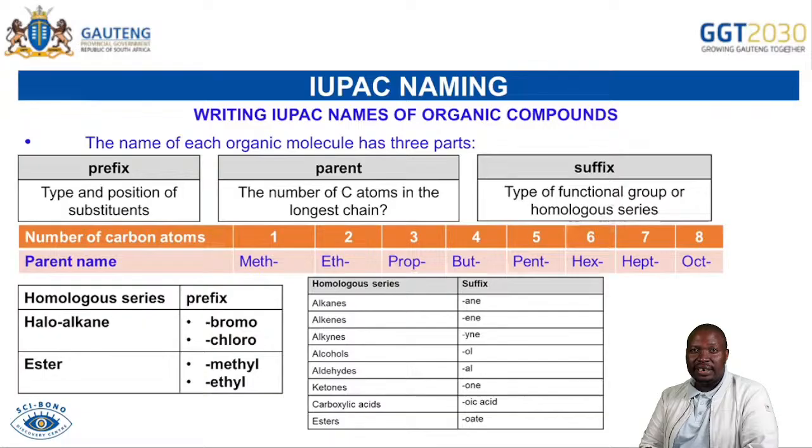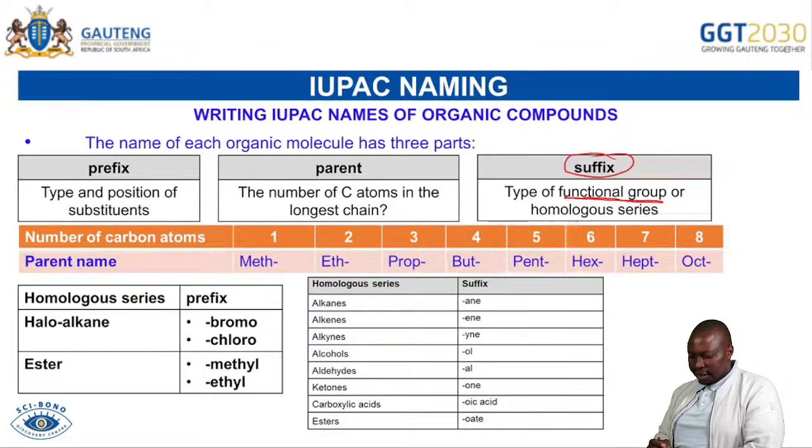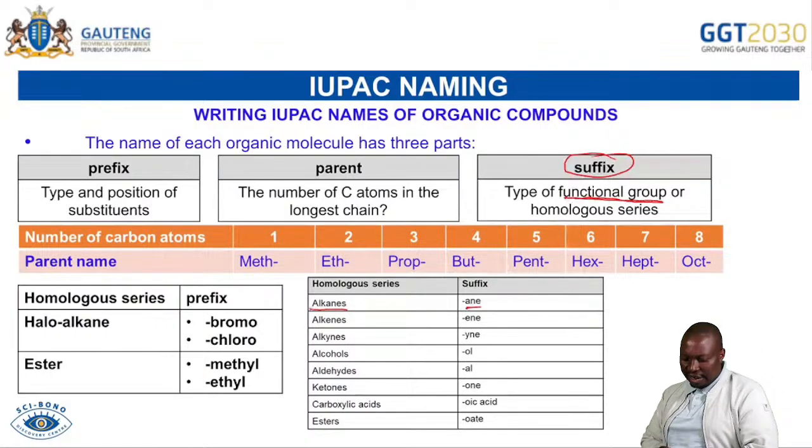we have 9 homologous series. The suffix, we get from the functional group. The functional group tells us the suffix, how the name will end. For alkanes, for example, the name will end with "ane." You see, we're taking the "ane" there from the name. We call it the suffix.